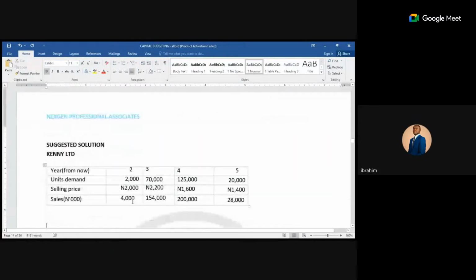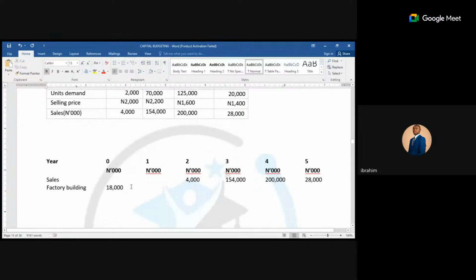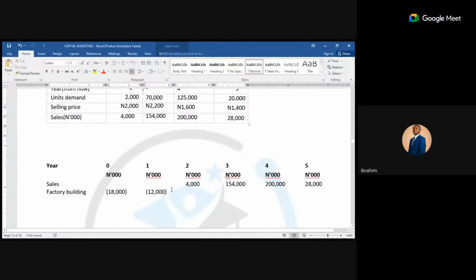So the remainder will be paid a year after. Okay, 12. So we can move to the next one.